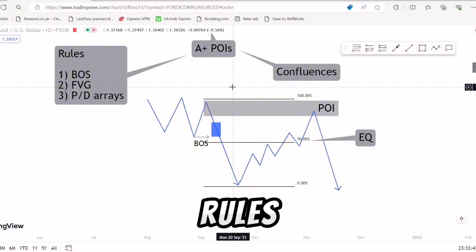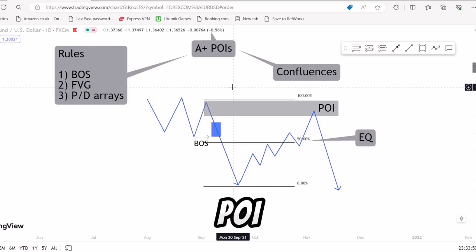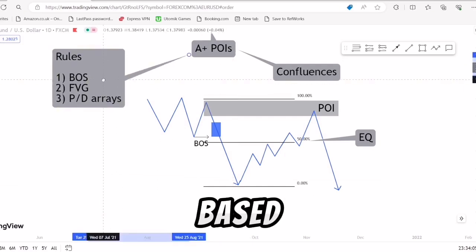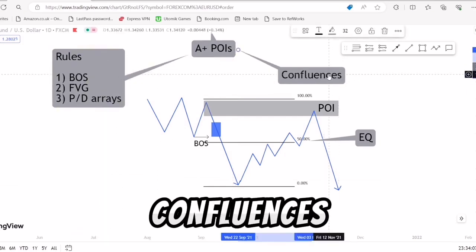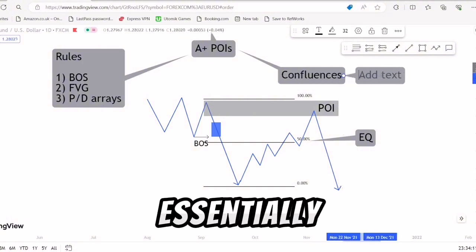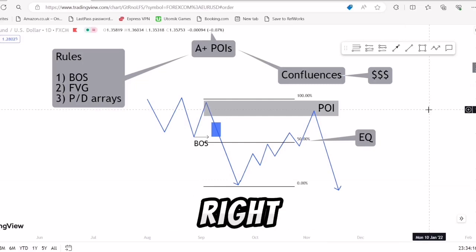So these are three critical rules, not confluences. These are rules you need to determine a successful POI, a high probability POI. If you don't have one of these rules, the chances of your POI being successful and being A plus is much slimmer. With these rules said, let's go to the chart and dissect it from a rules-based perspective, but also from confluences. A lot of the confluences boil down to one thing: liquidity. Inducement in particular is a form of liquidity dropped just before the POI.